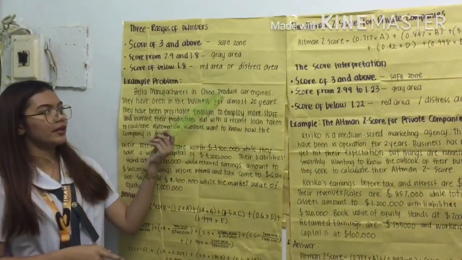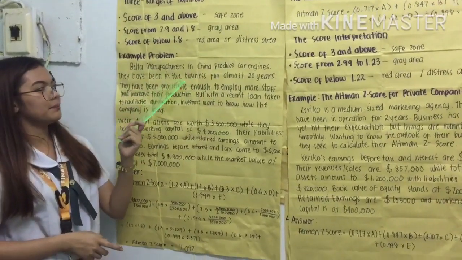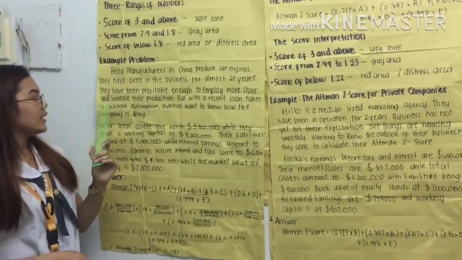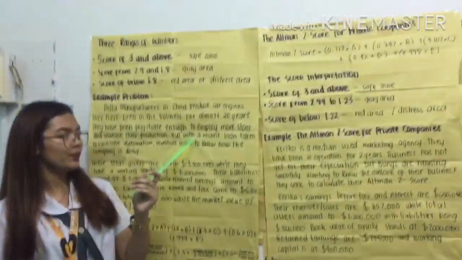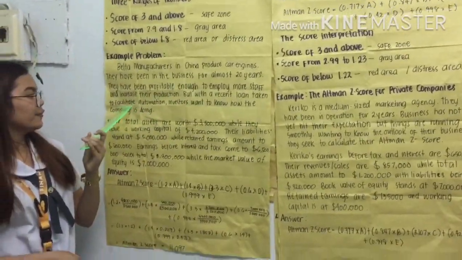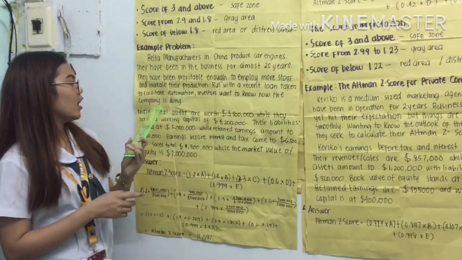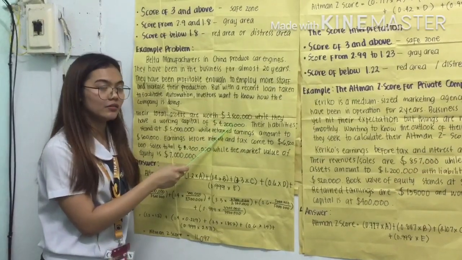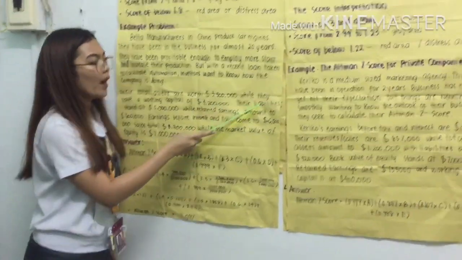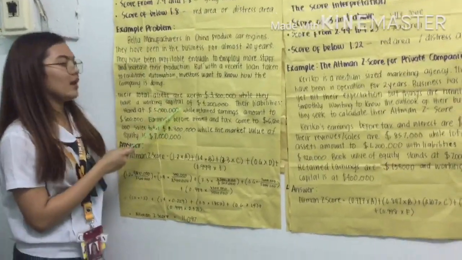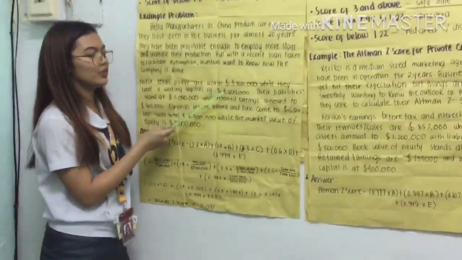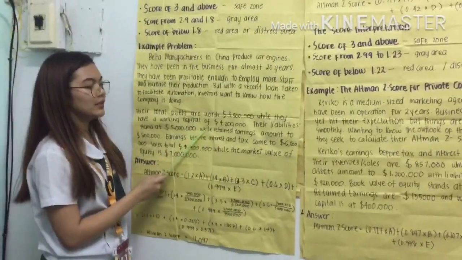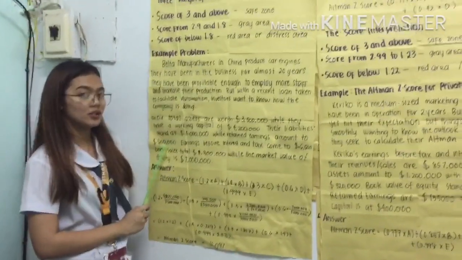Belta manufacturers in China produce car engines and have been in business for almost 20 years. They have been profitable enough to employ more staff and increase their production, but with a recent loan to take facility automation, investors want to know how the company is doing. So their total assets are worth $3,500,000 while they have a working capital of $4,200,000. Their liabilities stand at $5 million while the retained earnings amount to $800,000.